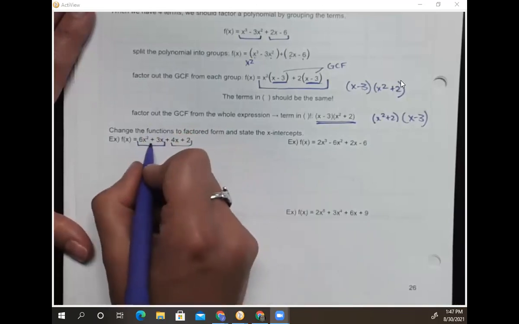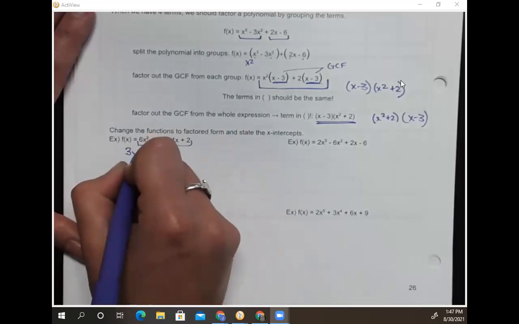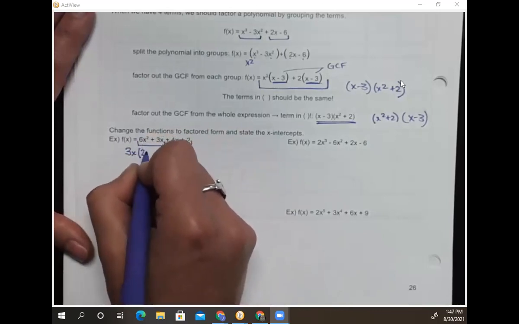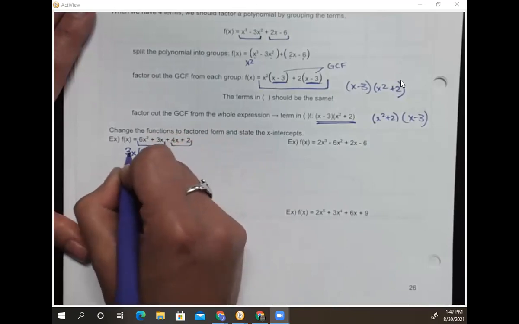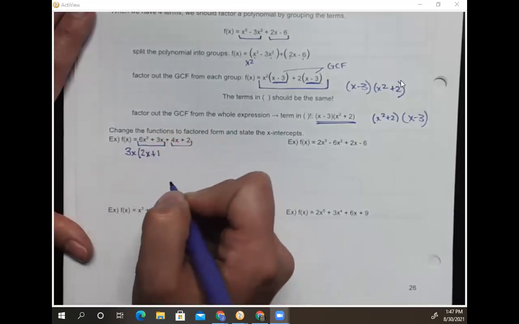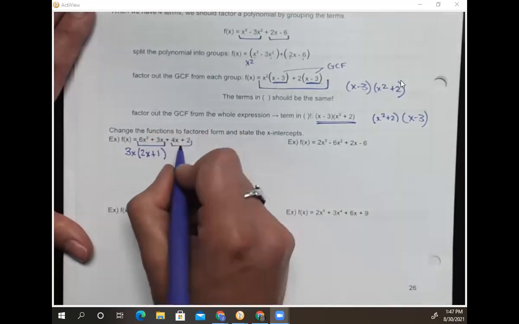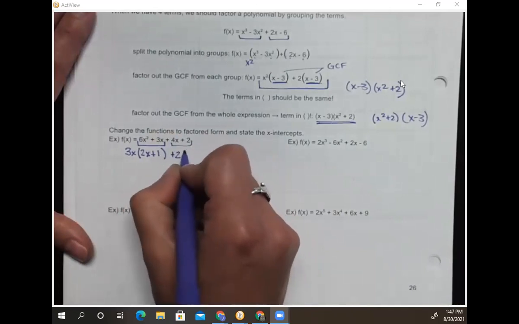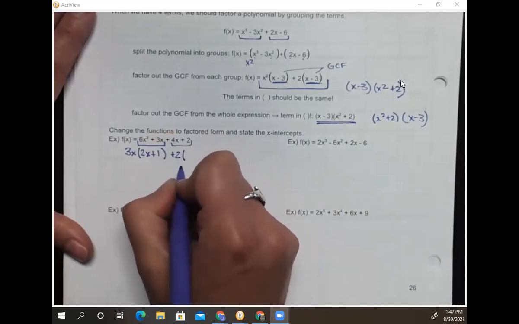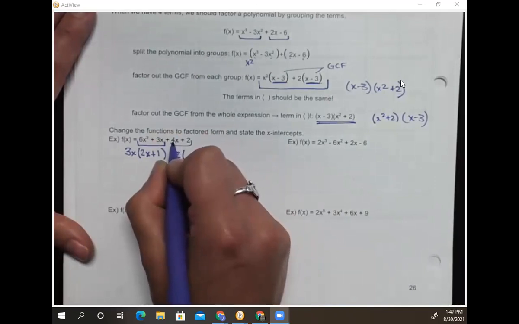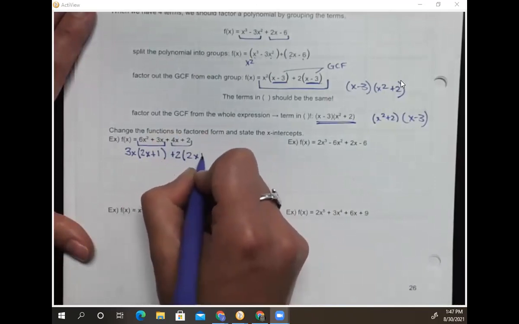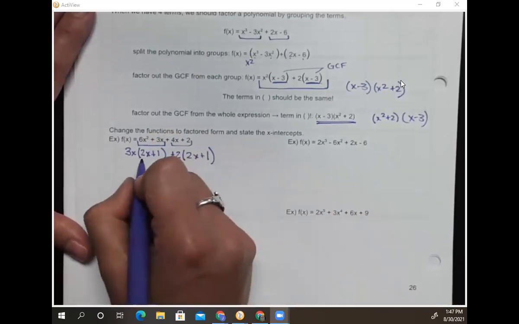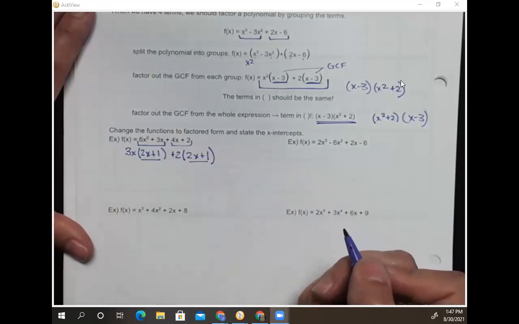The GCF for my first 2 terms would be 3x. When I factor out 3x, I'm left with 2x plus 3x. Factor out 3x would just leave me with 1. For my second group, my GCF here would be a positive 2. I want to make sure I include the sign. And when I factor out positive 2, I would be left with 2x plus 2 divided by 2 would be 1. Now notice the stuff in parentheses is the same.